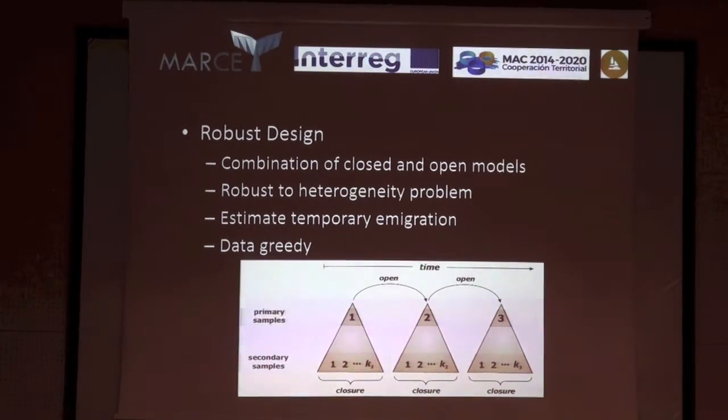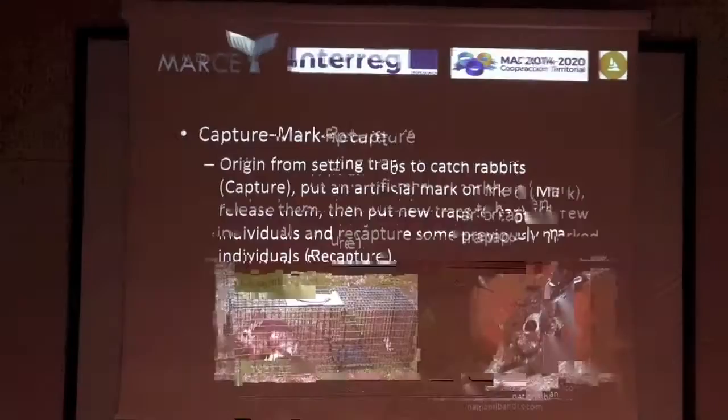So these models are very robust to heterogeneity problems, and they can also estimate temporary emigration. So temporary emigration would be an individual that was seen the first year, wasn't seen the second year because it went out, and then is coming back on the third year. Okay, so this is back to our 101. We know it was alive, but it was not seen. So it went out and then came back. Okay, so these are interesting things to understand dynamics of how individuals are using your area. But this type of model is data greedy, so you need to have a lot of data to actually make them run, with a lot of recaptures.